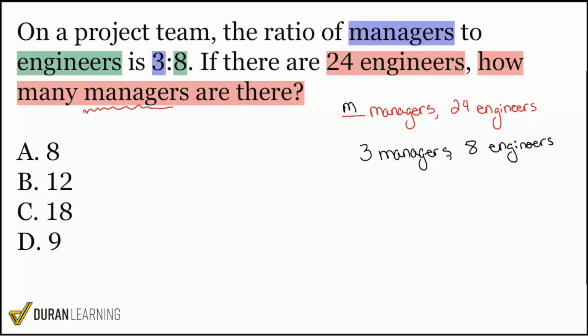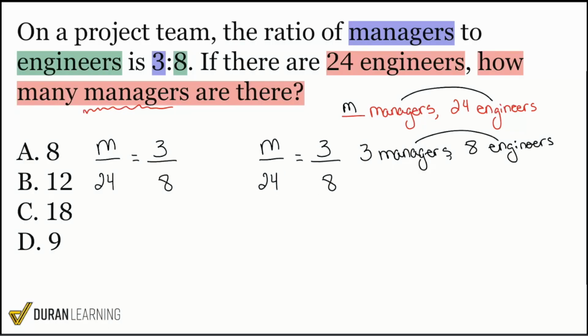And so what I'll do is I'll write that comparison. Managers to engineers is M over 24. That's my comparison. And then I'll do the same comparison in the same way. Managers to engineers, 3 over 8. So from here, my friends, we can proceed by cross multiplying and dividing, or we can use simplification, or we can try just comparisons. They will all work. And let me show you. So let me just copy this over, right over here, and let's get to work.